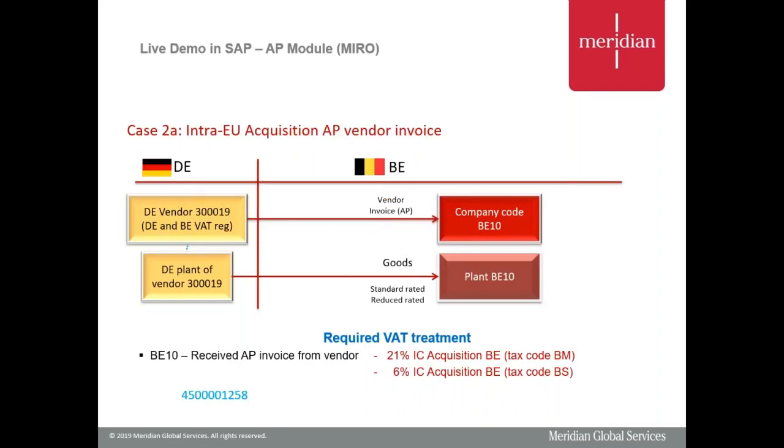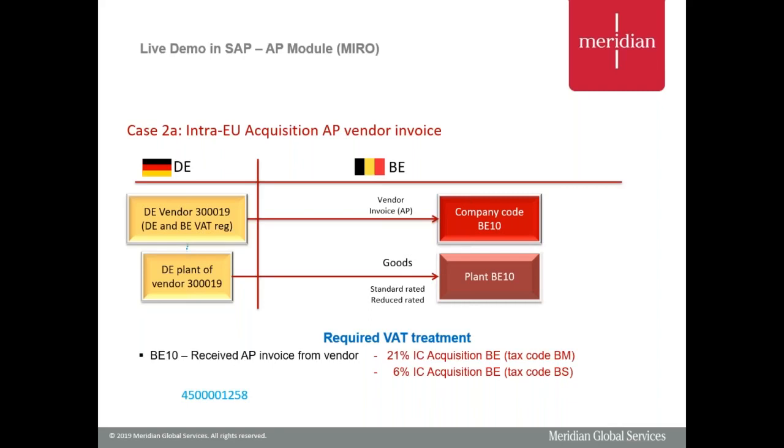If we look at a simple intra-EU acquisition for an AP vendor invoice, we can look here and see, like in the example previously, we've got our German vendor. They're sending us goods from Germany directly to Belgium, as we can see from the German plant of the vendor selling to the Belgian plant of us. These goods, however, on the invoice are not just standard rated goods, they're standard rated and reduced rate goods. So as we know, the required VAT treatment here is that for BE10 company code, the receiving AP vendor in this case, we need to use 2 different tax codes on this invoice. The first one being 21% intercommunity acquisition tax.